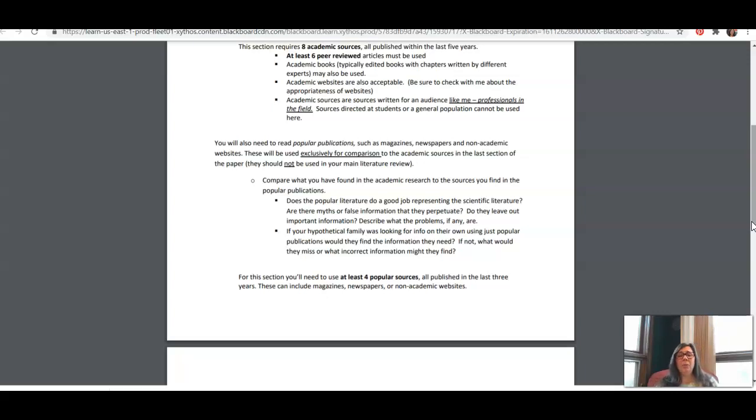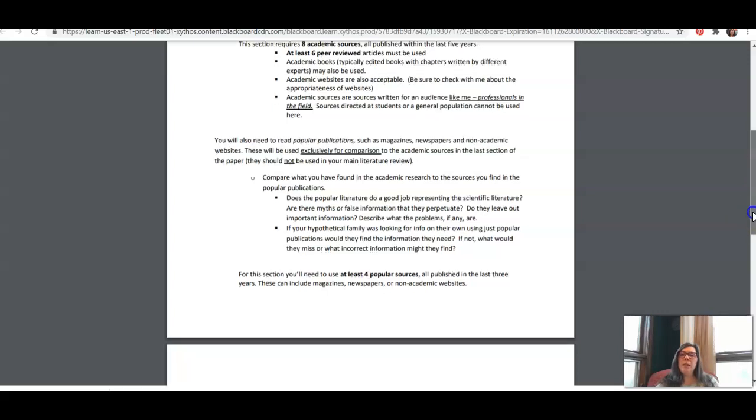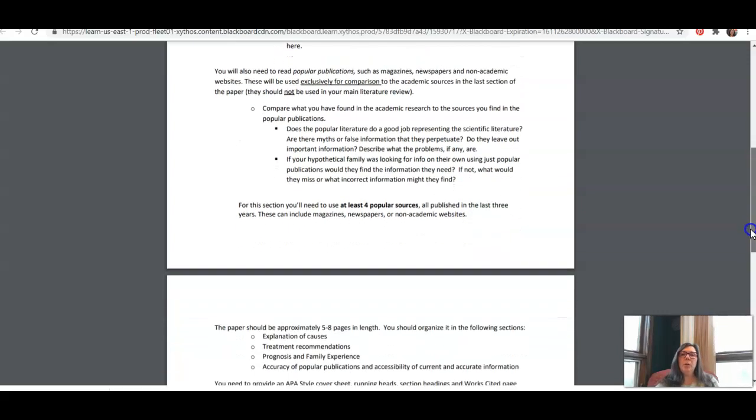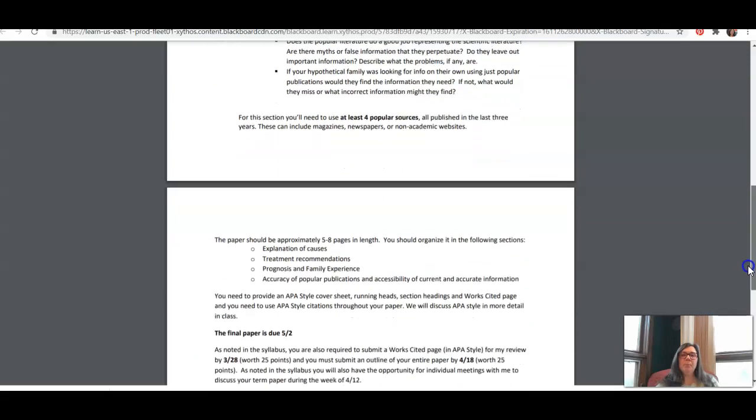And the easiest way to find these 4 sources is to do what a family member would do. Google it, look at the returns on the first page from Google and pick 4 of them. It doesn't matter which 4 you pick. You're just going to be comparing what the average person finds out about this disorder versus what your academic research shows you.